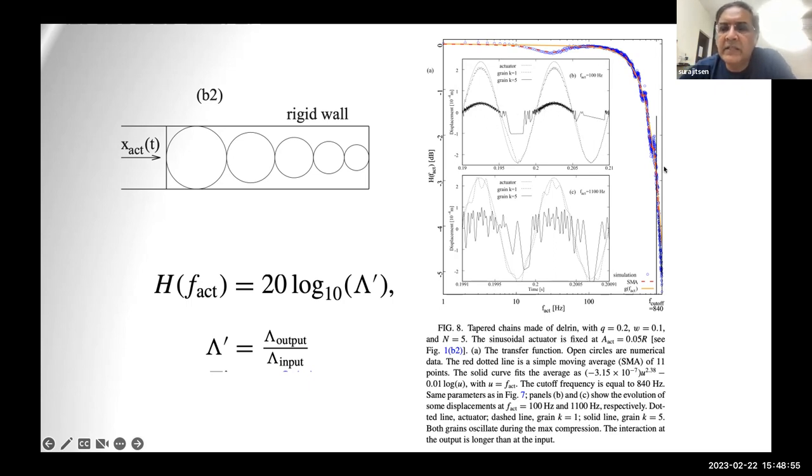And by this time already, you are getting into a cutoff if you're looking at the gain factor, where the gain factor is essentially a ratio of the output amplitude and the input amplitude in this formula, this is a standard formula.